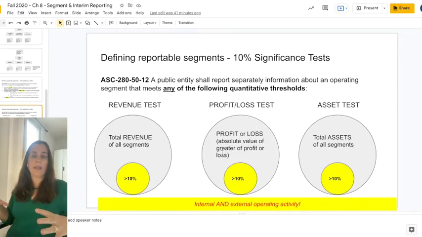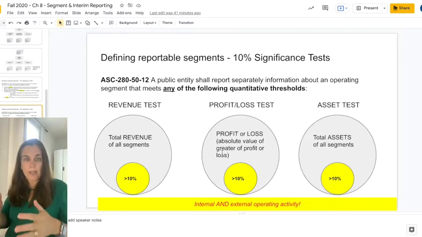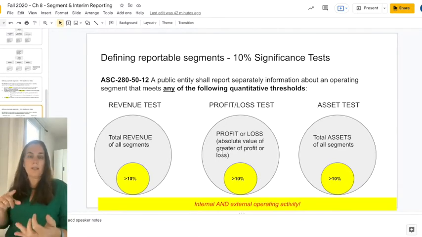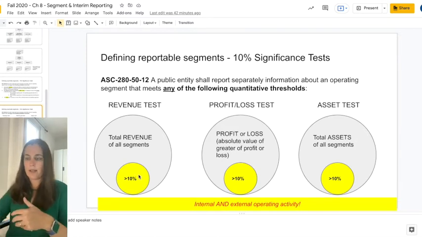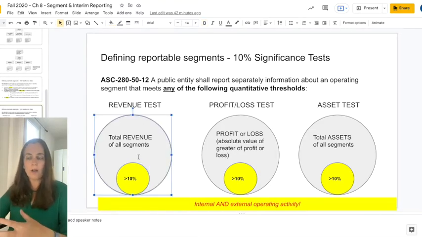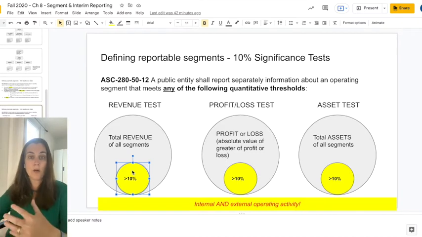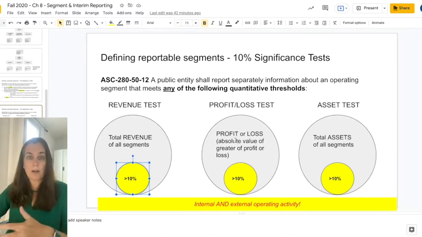Let's take a step back and look at what these significance tests are doing. Companies are asked to look at each segment through a lens. One lens is revenue, another lens is profit or loss, another lens is assets. For each of these tests, we're going to look at the total, and let's look at revenue as an example. What's the total segment revenue in relation to the total revenue overall? If the segment revenue is 10% or more of the total revenue overall, then that segment is considered reportable. That's the idea here. That's revenue. There's also a profit or loss test, and there's also an asset test.